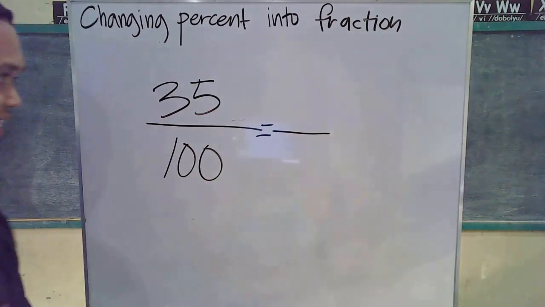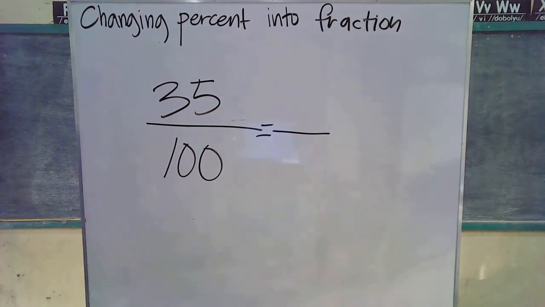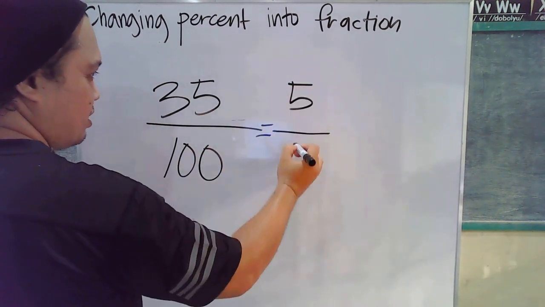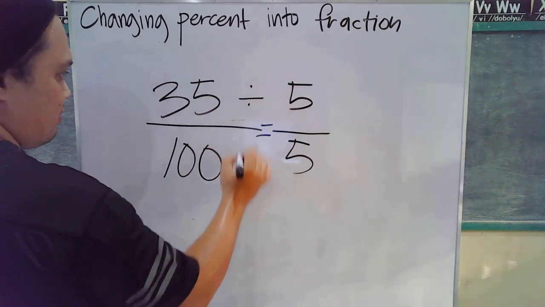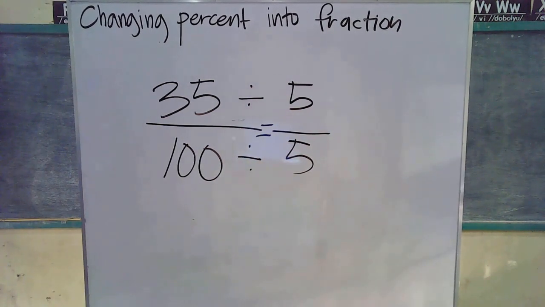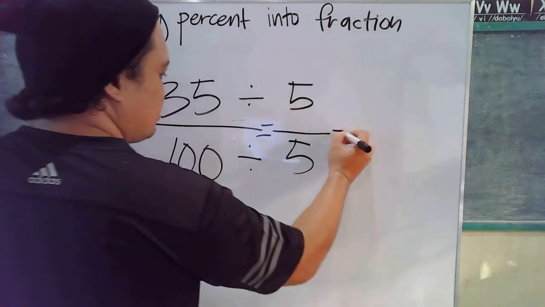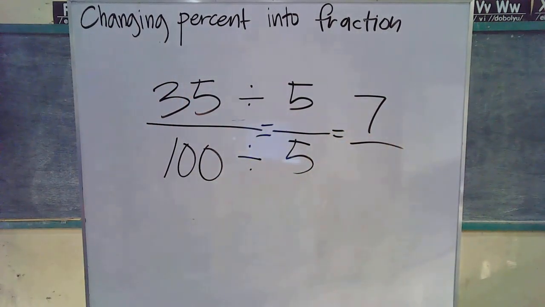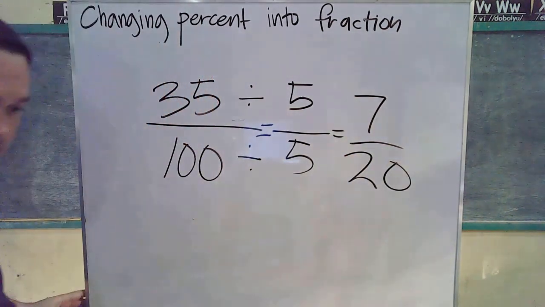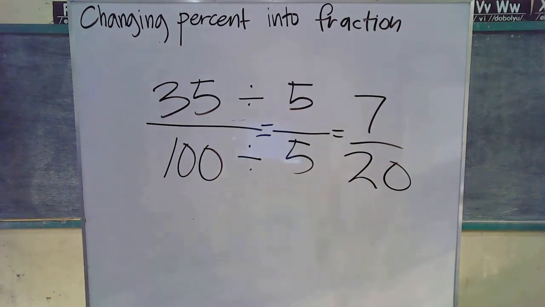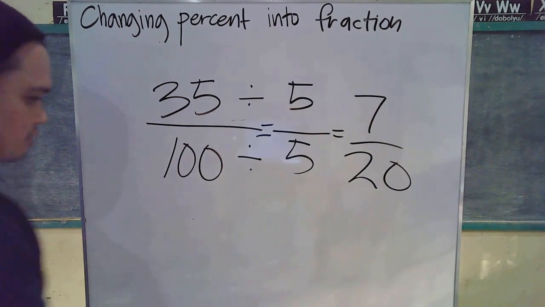Okay? So, what is the number that we can divide both 100 and 35 by? So that is 5, right? So we have 5 here and 5 here. So divide. Now 35 divided by 5 is 7, while 100 divided by 5 is 20. So for our answer here, we have 7 over 20. That's how you change percent into fraction. But let's have some more examples.